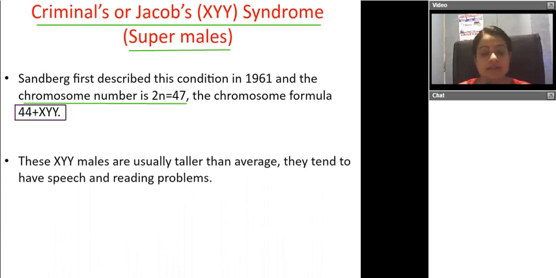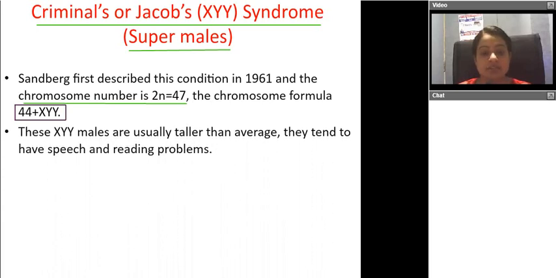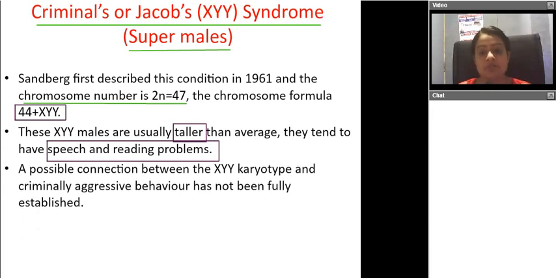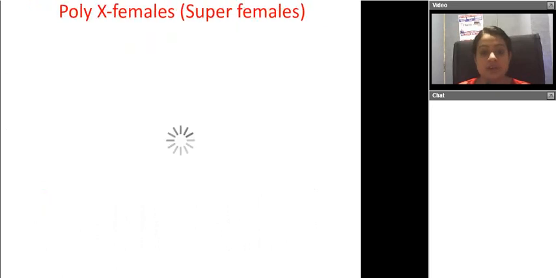These XYY males are taller than normal males and they have speech and reading problems. There is a possible connection between the XYY karyotypes and the criminally aggressive behavior of these people. But this connection has not been fully established.